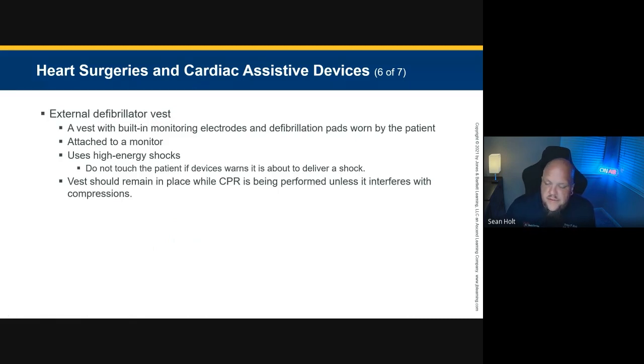Then there's defibrillator vests. This is usually a bridge to heart transplant. Okay, so a vest with built-in monitoring electrodes and defibrillation pads worn by the patient. Okay, it's attached to a monitor. It uses high energy shocks. And if it warns that it's about to deliver a shock and your patient is unconscious, don't touch the patient.